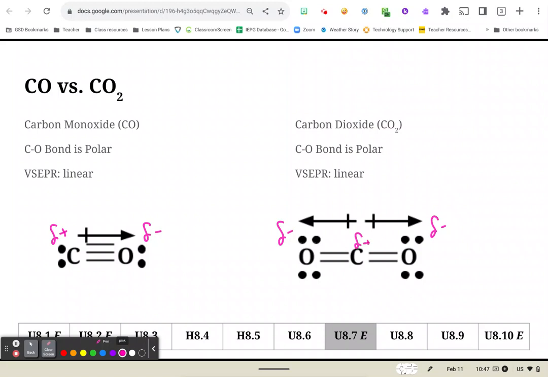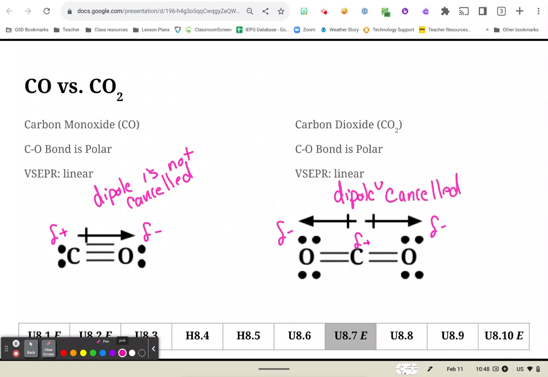All right, and then the VSEPR structures are similar as well. So this is where we really need to decide, are the dipole arrows canceling each other out or not? In the structure on the left, the dipole arrow is not canceled out. There's only one of them, so it can't be canceled out. In this one, dipole arrows are canceled. You can see that they're going in equal and opposite directions. Sorry about that.